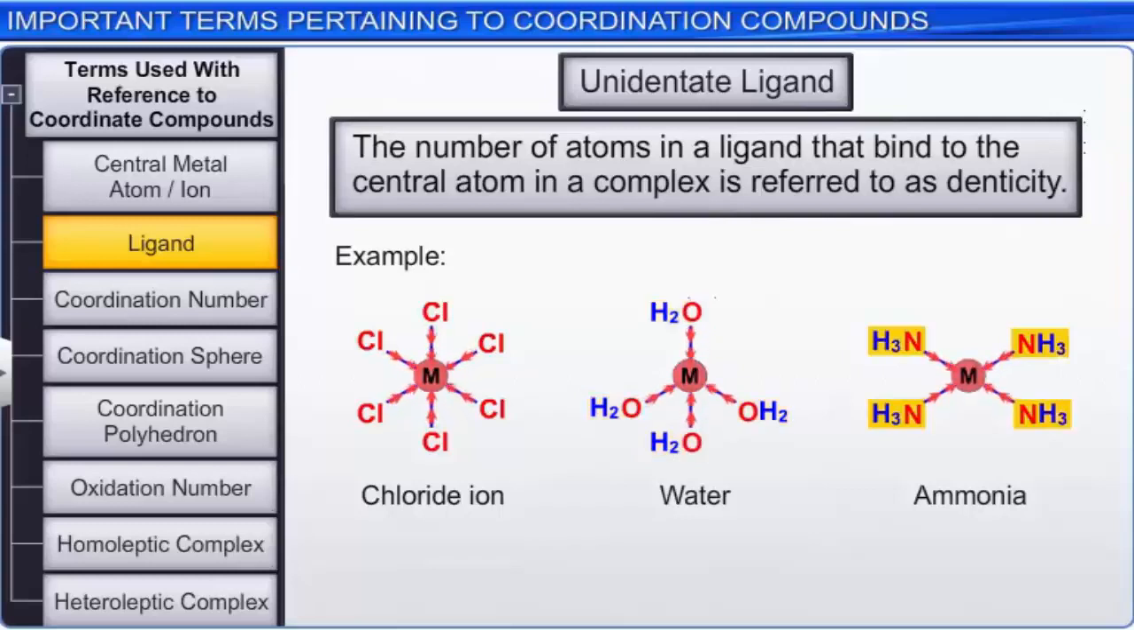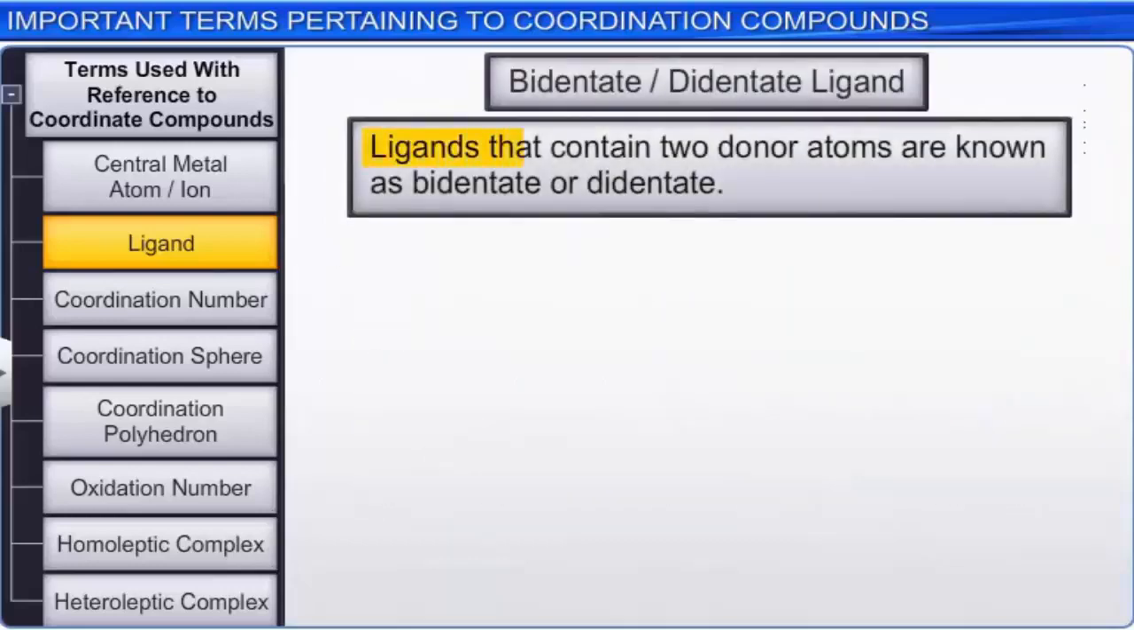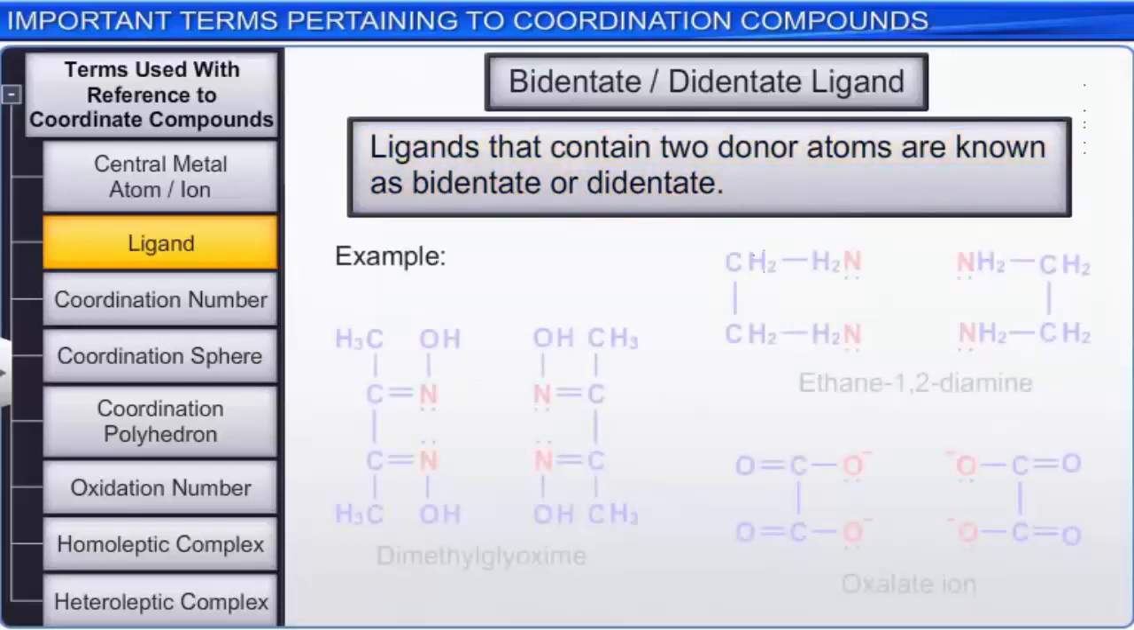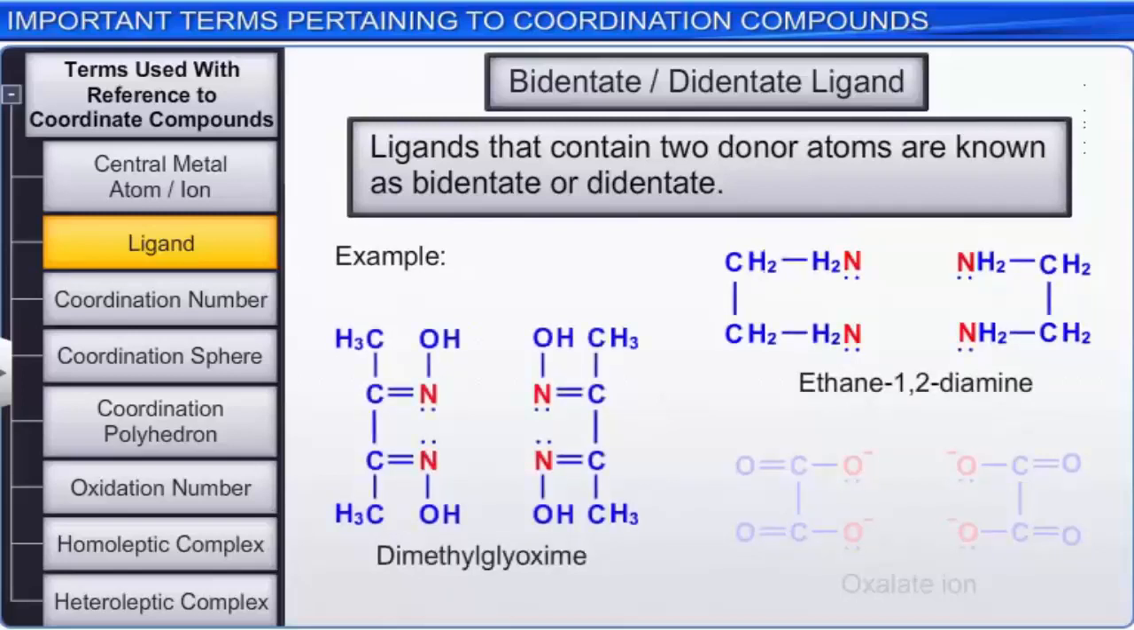Ligands that contain two donor atoms are known as bidentate or didentate. Common examples of didentate ligands are ethane-1,2-diamine, dimethylglyoxime, and oxalate ion. As you can see, these ligands have two donor atoms that can simultaneously bind to the central metal atom.